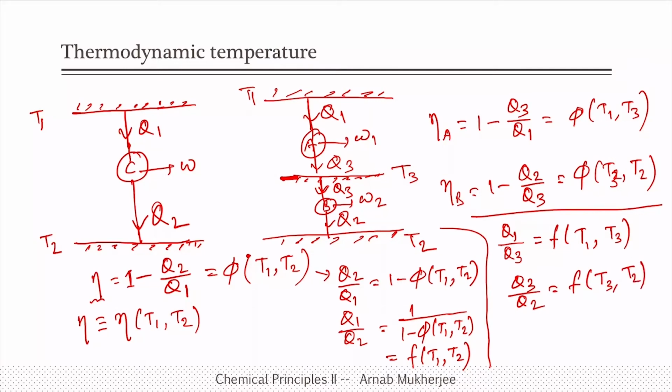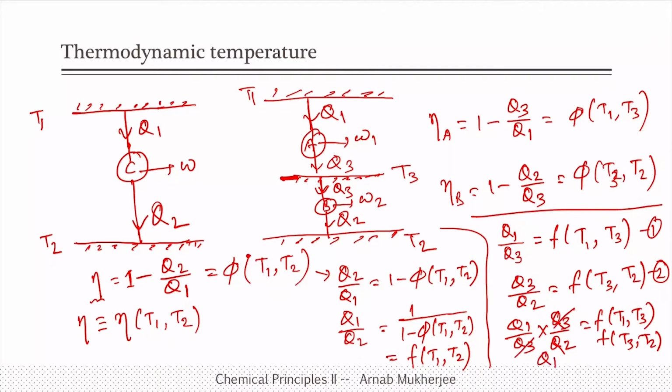Now, you see one interesting thing happens. I can multiply equation 1 and equation 2. If I multiply them, what am I going to get? Q1 by Q3 into Q3 by Q2 is equal to f of T1 T3 multiplied by f of T3 T2. The left hand side cancels and gives us Q1 by Q2 equal to the product of two functions.